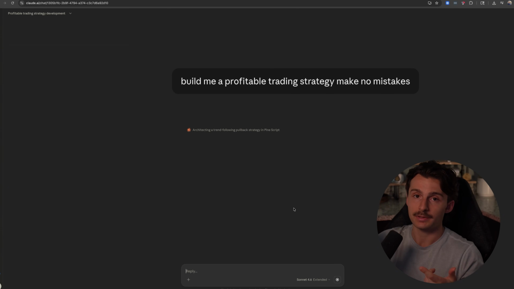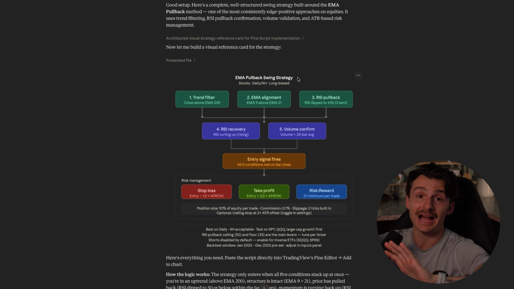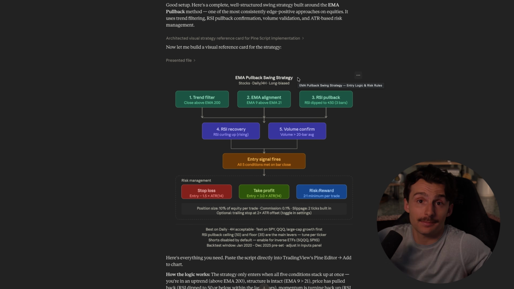This is what most people type into Claude when they want a profitable strategy. And this is what they get back. Claude's trying to do a good job. It gives me an EMA pullback strategy. I didn't tell it to do any of that. I just said make a profitable strategy.